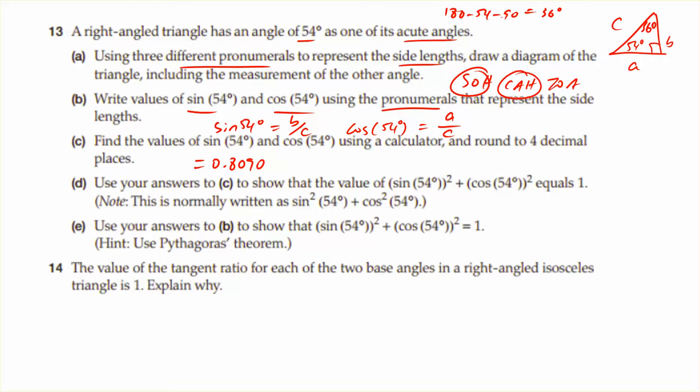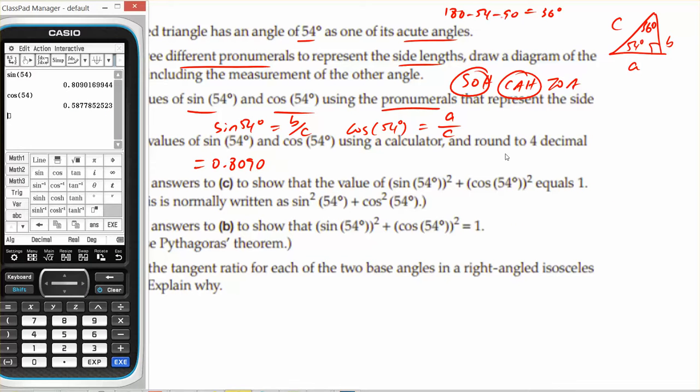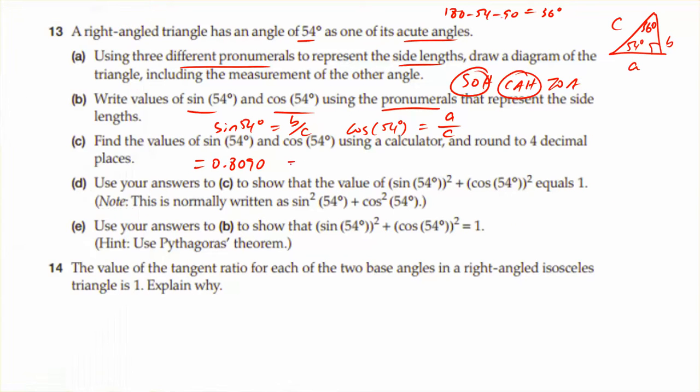Cosine of 54, if we go back to the screen, is 0.5878. Round to 4 decimal places, 0.5878. Okay, so we've done that part.